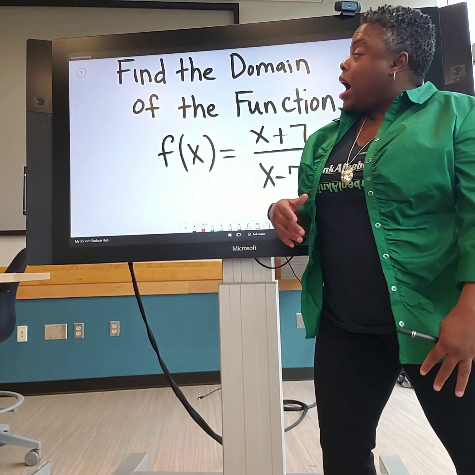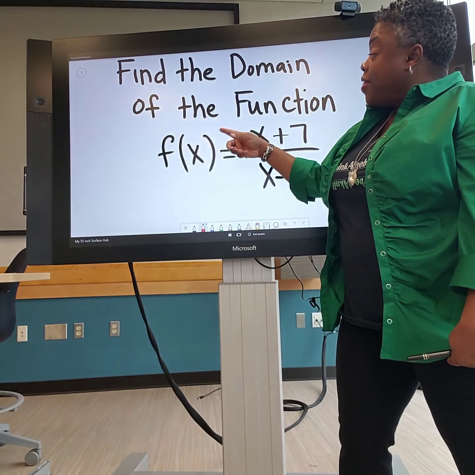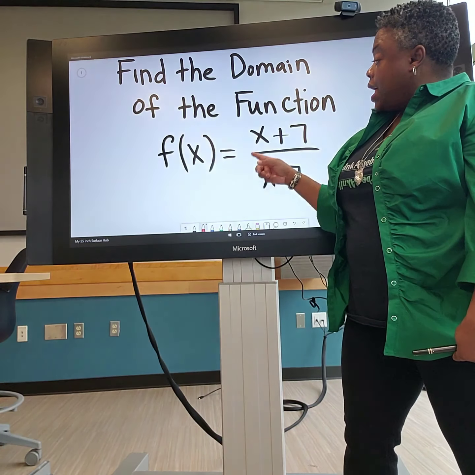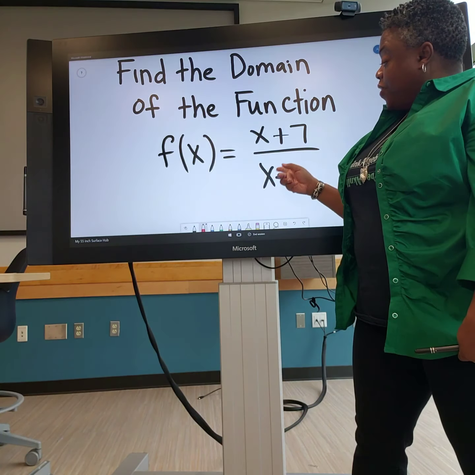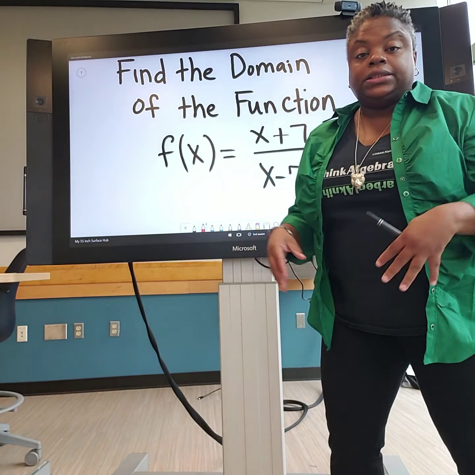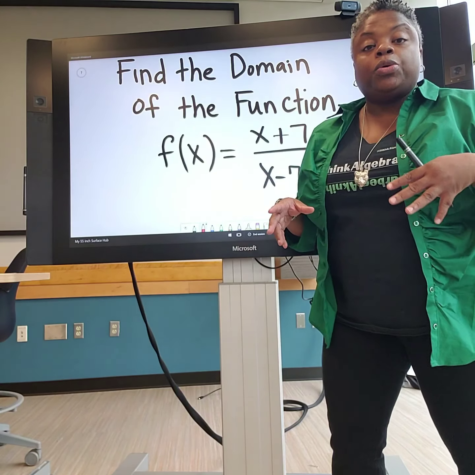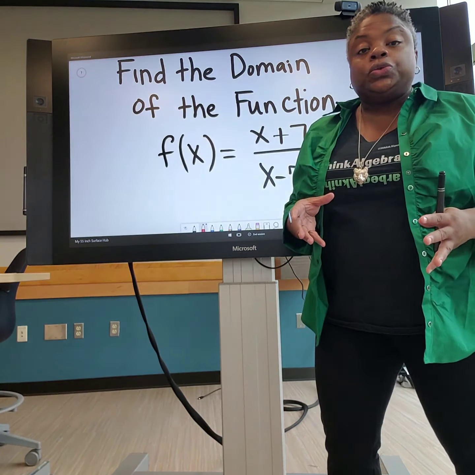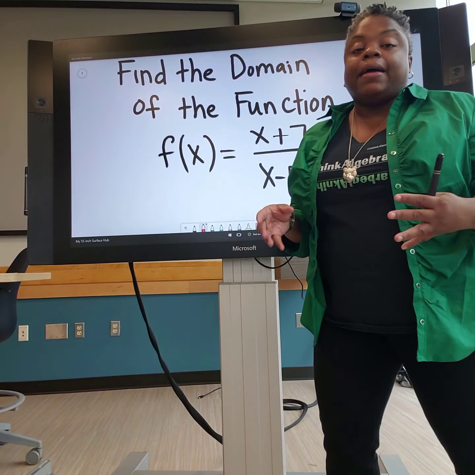In this problem, I want to find the domain of a function f of x is equal to x plus 7 over x minus 7. Domain is all your x numbers. So when we're looking for a domain, we want to find all the numbers that x can be and exclude any numbers that x cannot be.